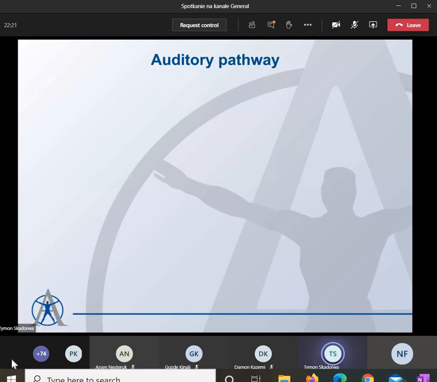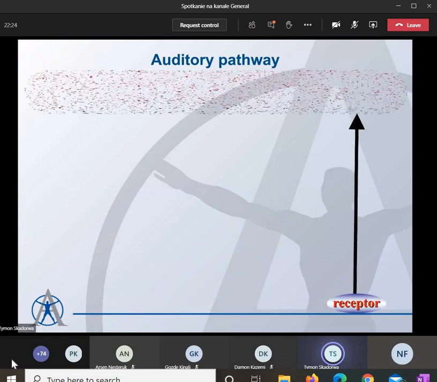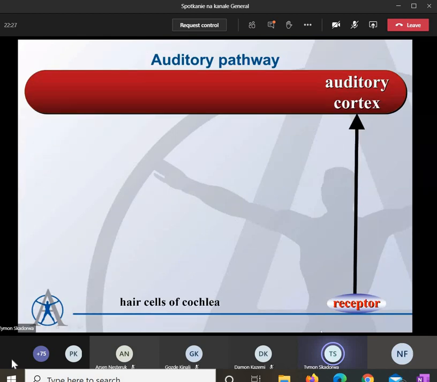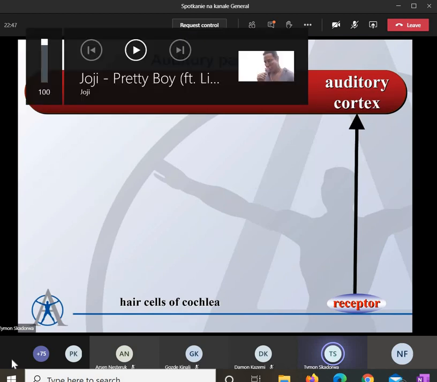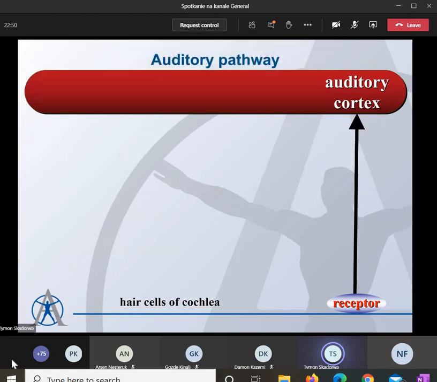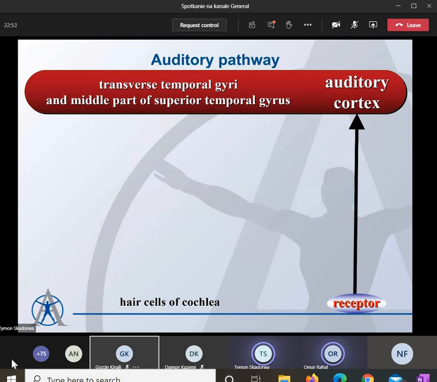Now, let's have a look at the course of the auditory pathway. We run from the receptor to the auditory cortex. So the receptor is the hair cells of the cochlea, in brief, and then the auditory cortex is where? Do you remember which region of the brain it is? Is it the temporal lobe? The temporal lobe is okay, and more specifically? It's the transverse gyrus of Heschl. Okay, transverse temporal gyri, that's okay for me. So we have transverse temporal gyri, and this is our course from the hair cells of the cochlea to the transverse temporal gyri.